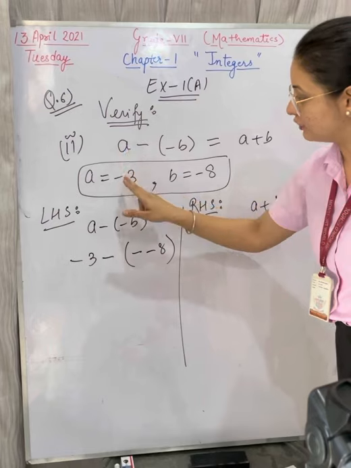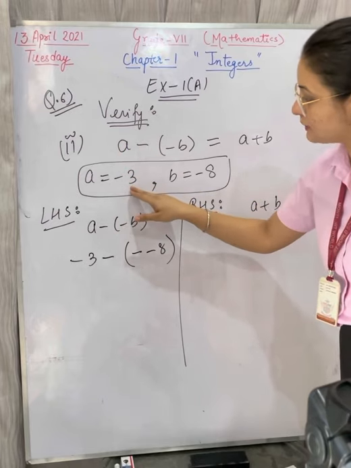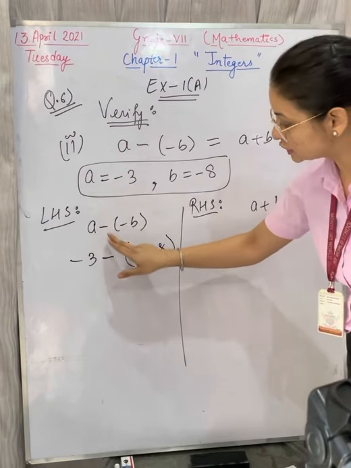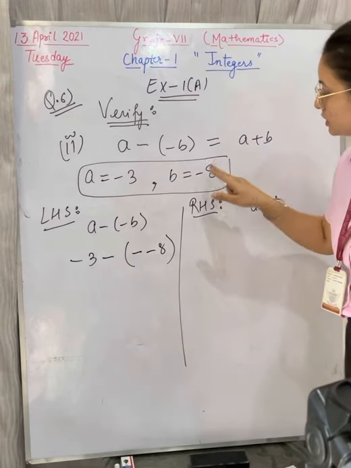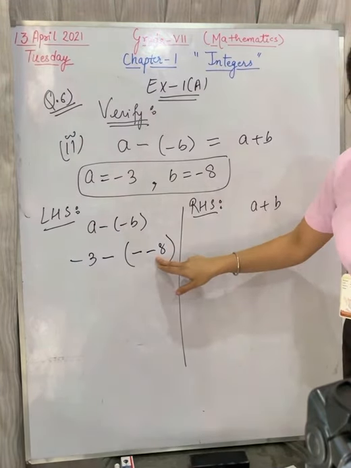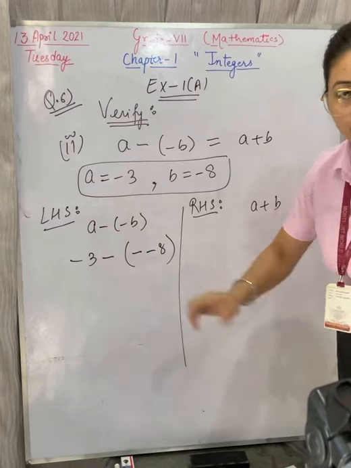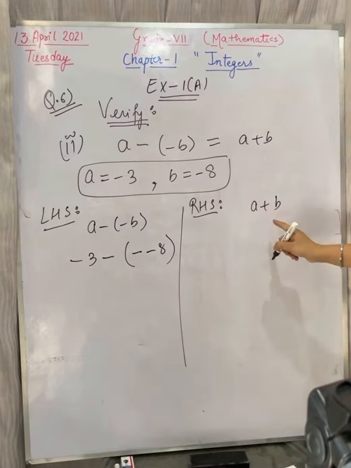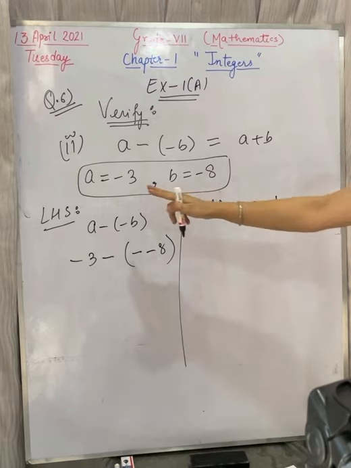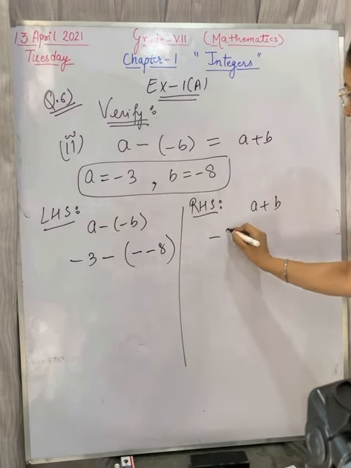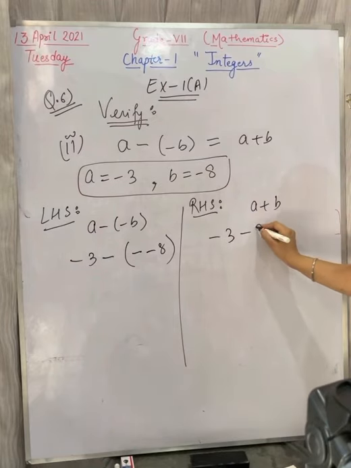The value of a is minus 3. This sign is this minus. This sign is this minus. And this minus 8 is the value of b. So please write down the signs properly. Here, come to this side, the right hand side, minus a plus b, where a is minus 3 and b is minus 8.